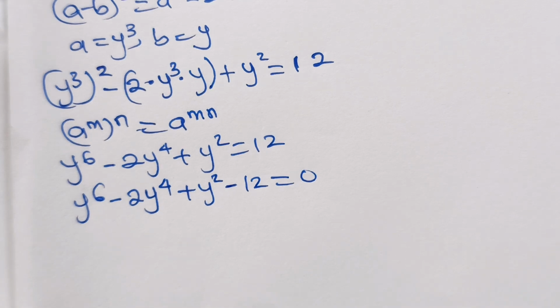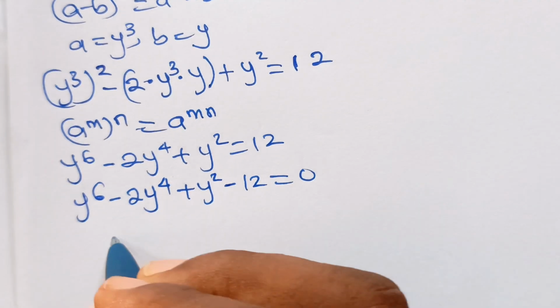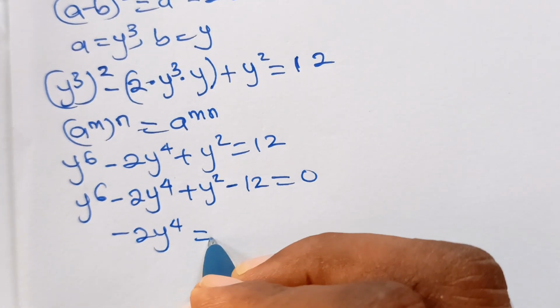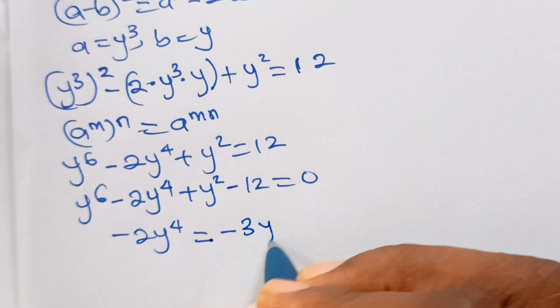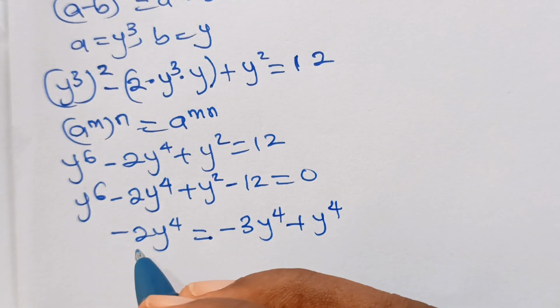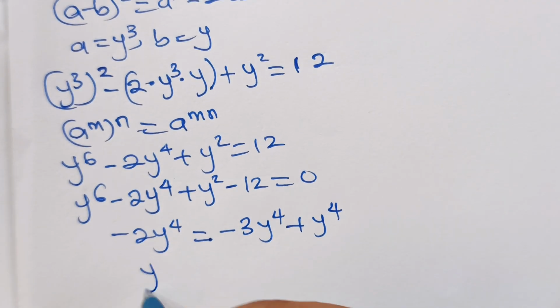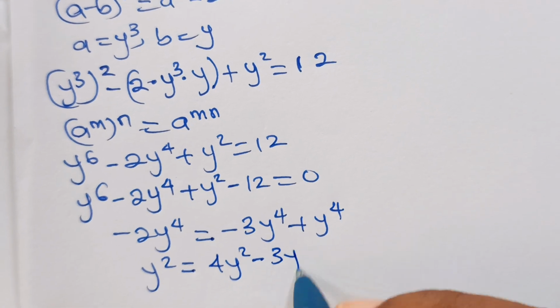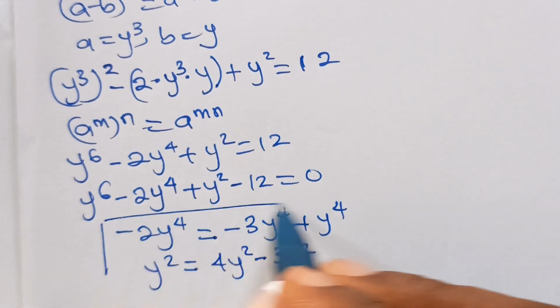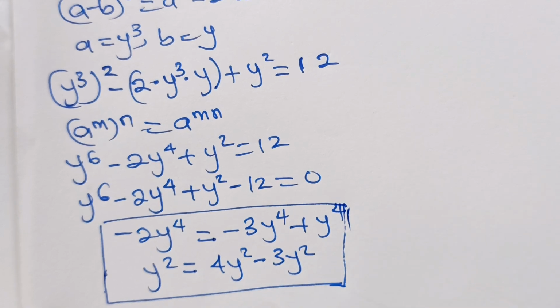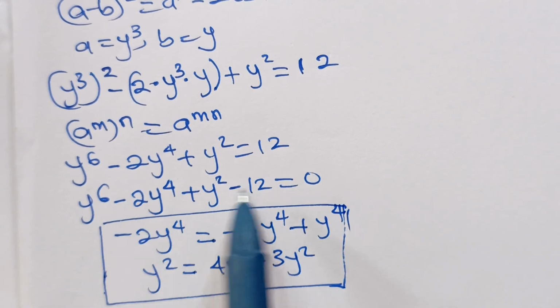Now, I want you to note that minus 2y to the power of 4 can be written as minus 3y to the power of 4 plus y to the power of 4. Similarly, we can express y squared to be equal to 4y squared minus 3y squared. Okay, so these two things now, we are going to substitute them into this particular equation.